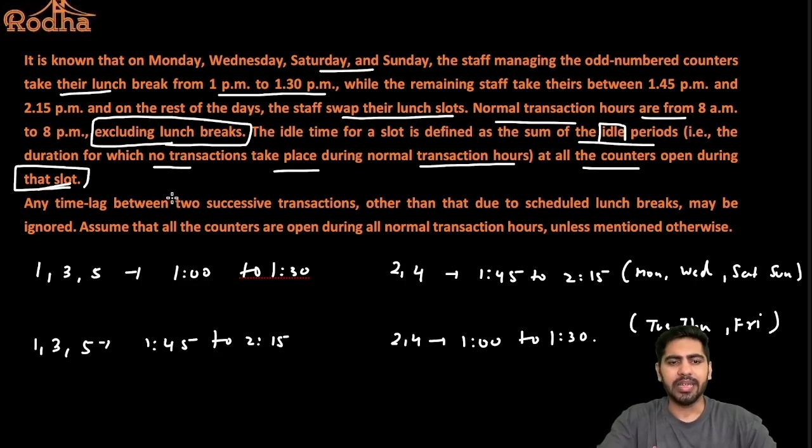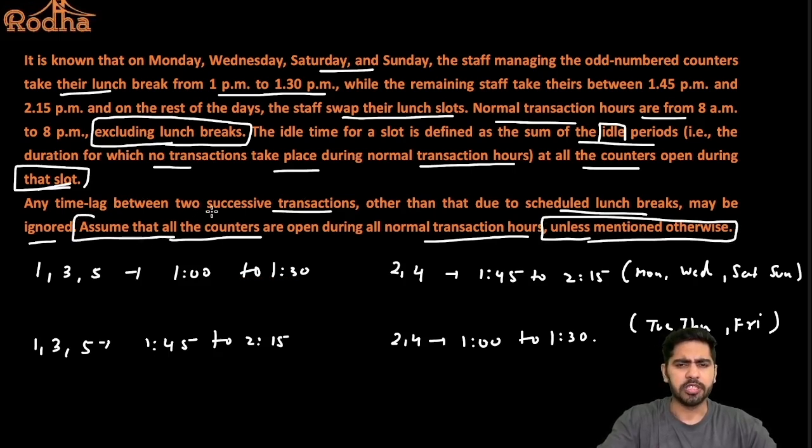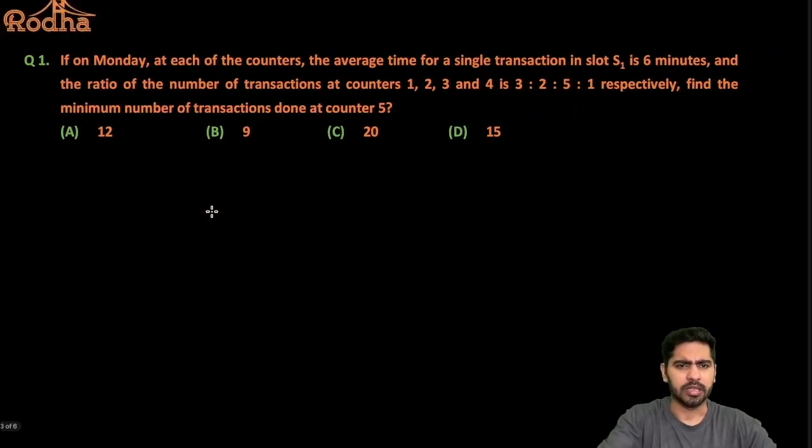Any time lag between two successive transactions other than that due to scheduled lunch breaks may be ignored. So anything apart from the lunch break is transaction hours across the entire day if the counter is open. Now, assume that all the counters are open during all the normal transaction hours until mentioned otherwise. So we are assuming that all the counters are open from 8 a.m. to 8 p.m., except if it is mentioned explicitly that one has been closed. There's not a lot of information here, I don't have to decode a lot of things. It seems like a question-wise set.